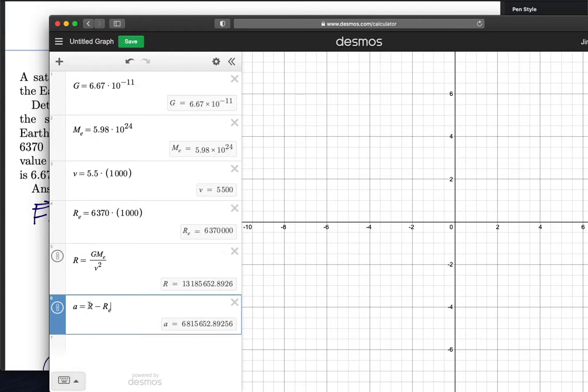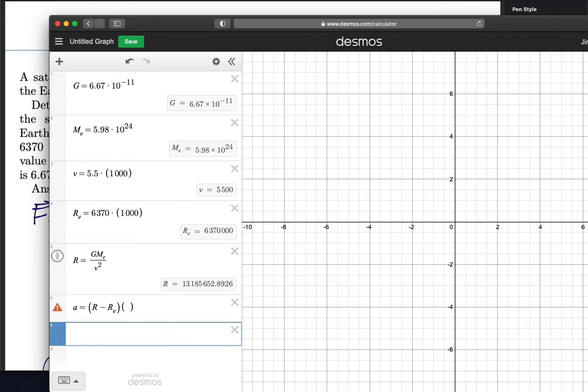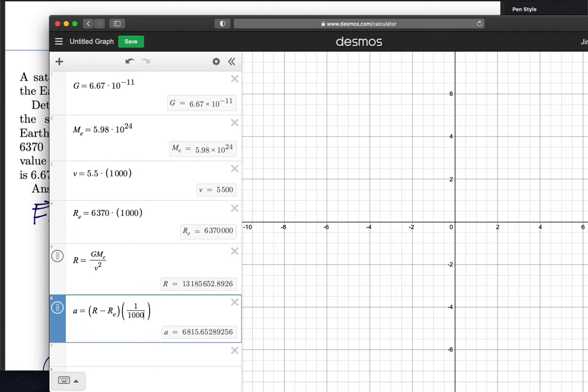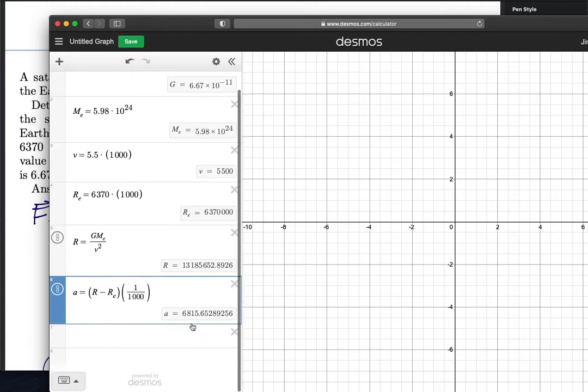So after all of that nonsense, just to make sure the constant would work, we need to multiply by 1 over 1,000. We want to multiply by how many meters in a kilometer, but notice the kilometers need to be on top. This is now meters cancel. I'm left with kilometers on top. So it looks to me like the altitude is 6,815 kilometers.